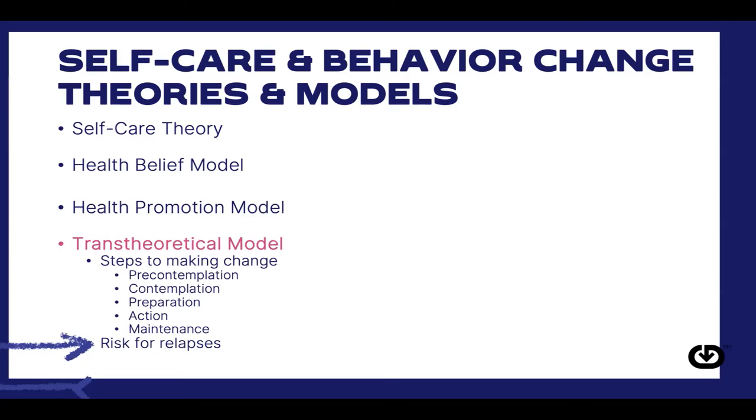And finally, the transtheoretical change model outlines these 5 different steps to making a change for your life. Pre-contemplation means not even thinking about the change yet. Contemplation means contemplating it, thinking about making a change. Preparing means getting your life together to make that change. Action is when the change happens, and maintenance is when that change is sustained for greater than 6 months. And of course, at any stage of this model, there are risks for relapse.